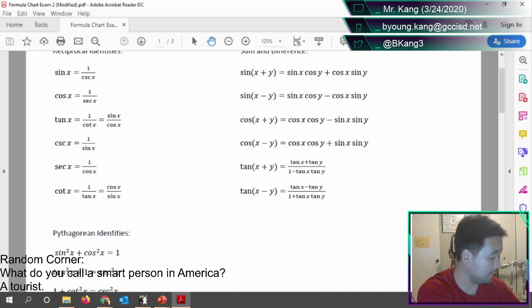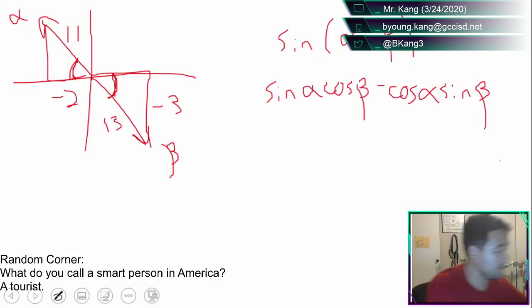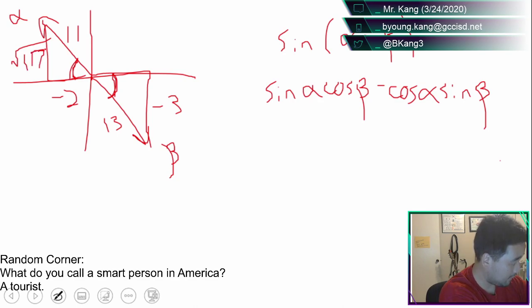Okay, all right. So let's actually finish the problem here. Pythagorean theorem for the first one, we get 121 minus 4, so square root of 117. Whoa, that's terrible looking.